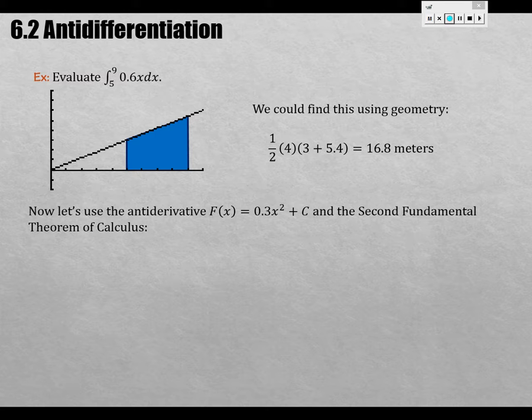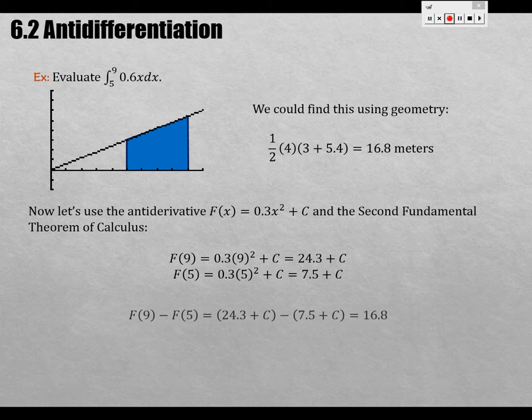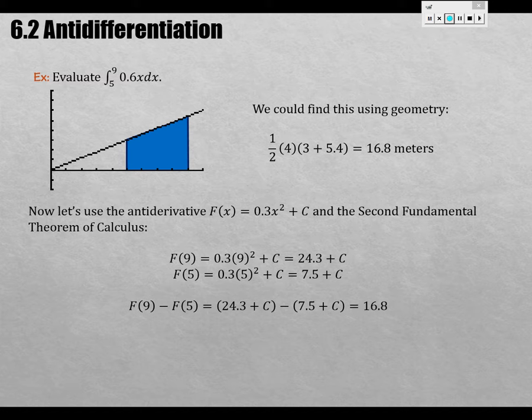The antiderivative of 0.6x is, or one antiderivative is 0.3x squared. Verify by taking the derivative. Okay, plus some constant. So if you evaluate this antiderivative at 9, you get this. If you evaluate it at 5, you get this. And if you subtract, and in practice we won't have that, we just won't use the c once we move forward from this.